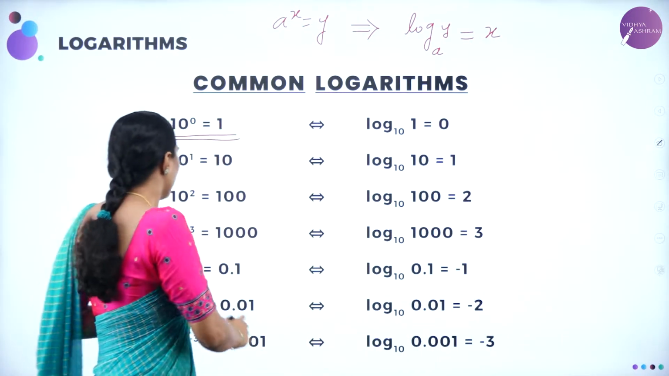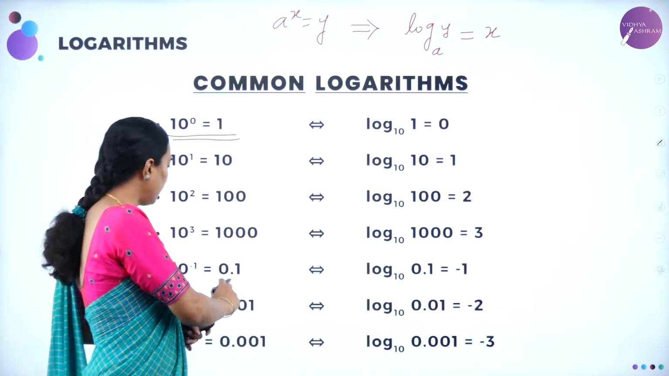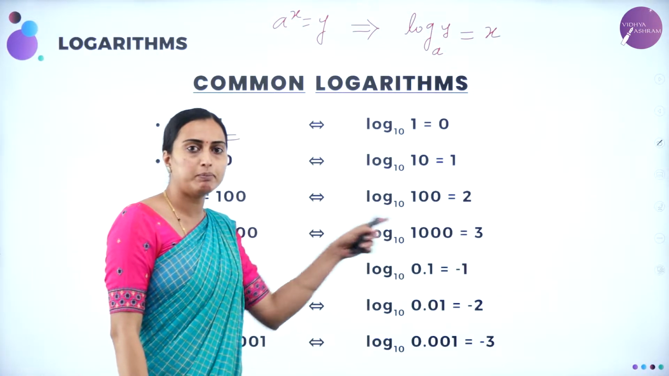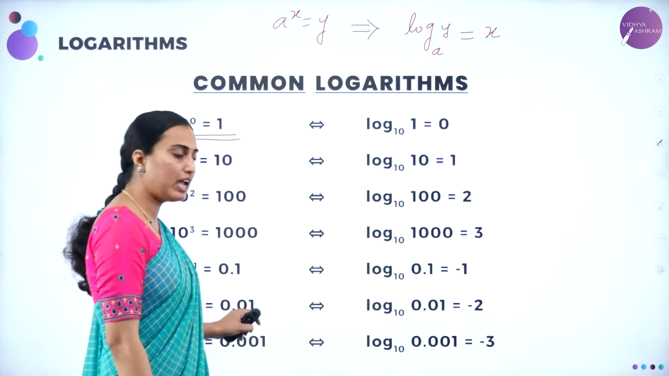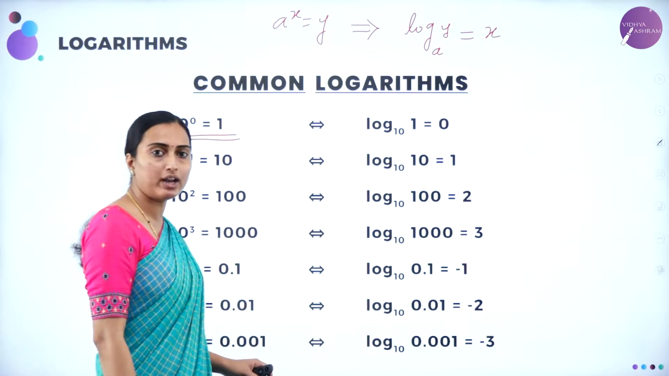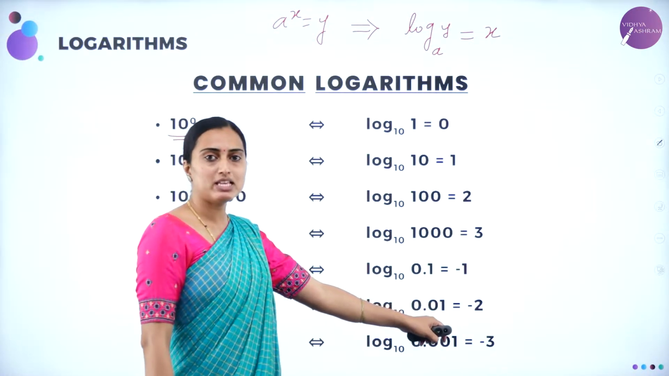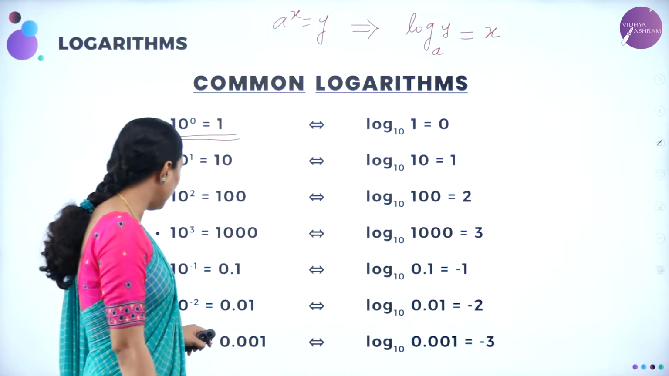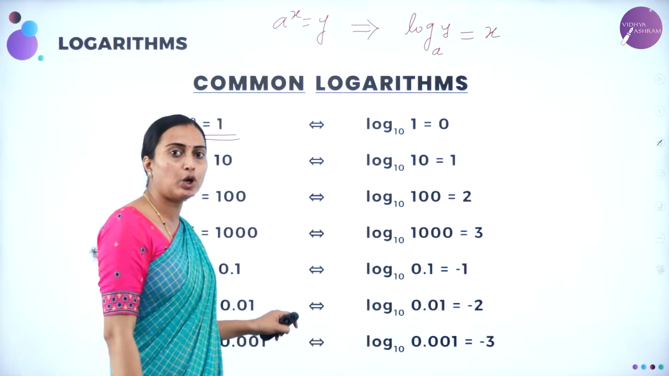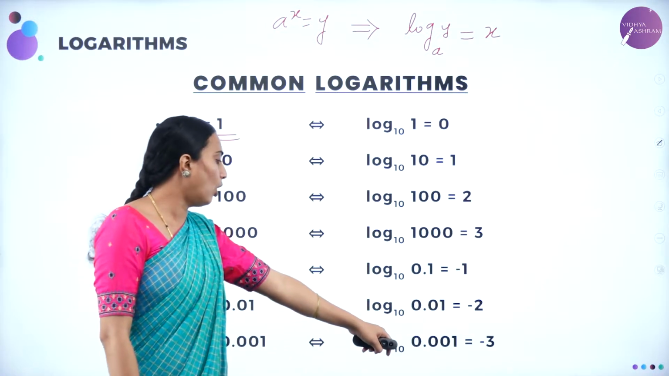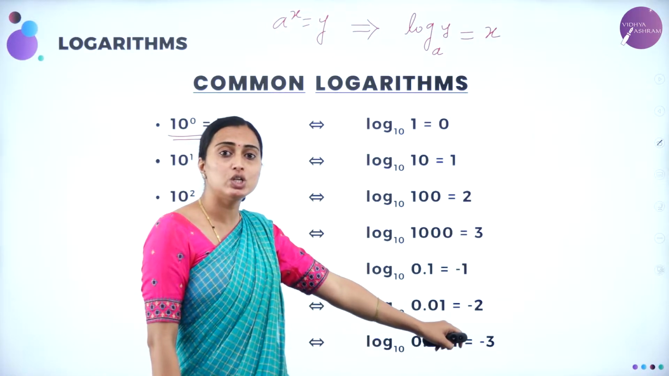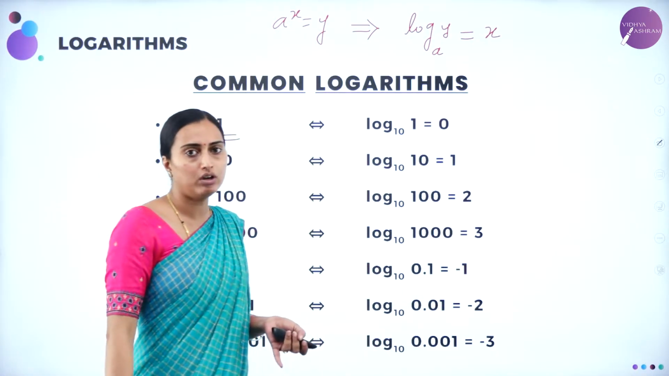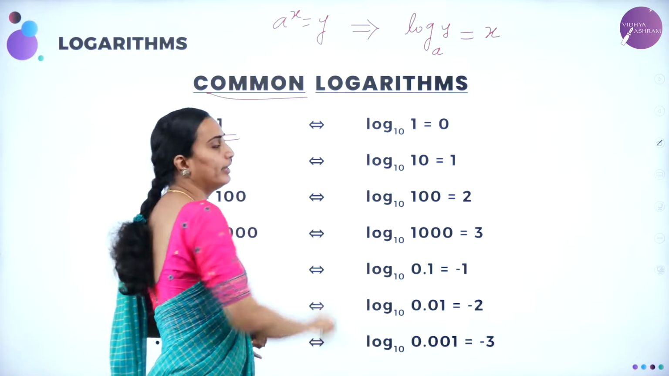So similarly, 10 to the power of minus 1 is nothing but 0.1. Log to the base 10, 0.1 is nothing but minus 1. 10 to the power of minus 2 is nothing but 0.01. And log to the base 10, 0.01 can be written as minus 2. And similarly, 10 power minus 3 is nothing but 0.001. So log to the base 10, 0.001 is equals to minus 3. So this and all you have to know under common logarithm.